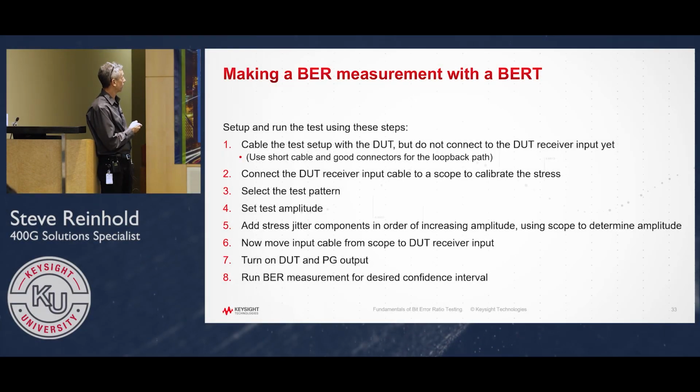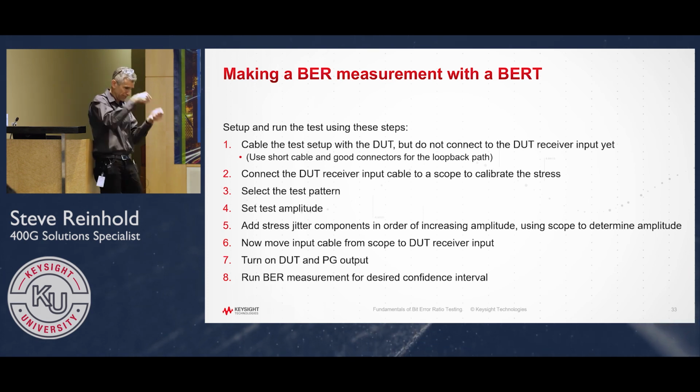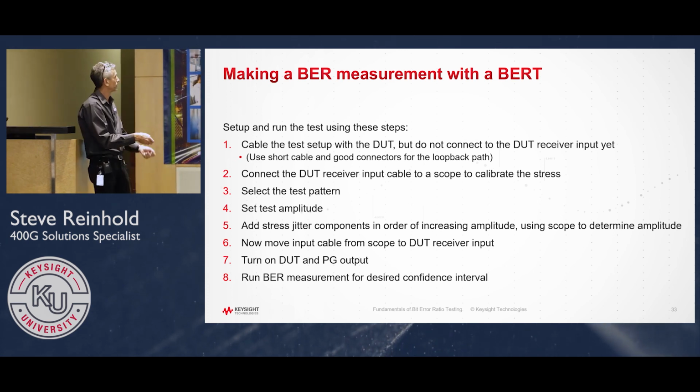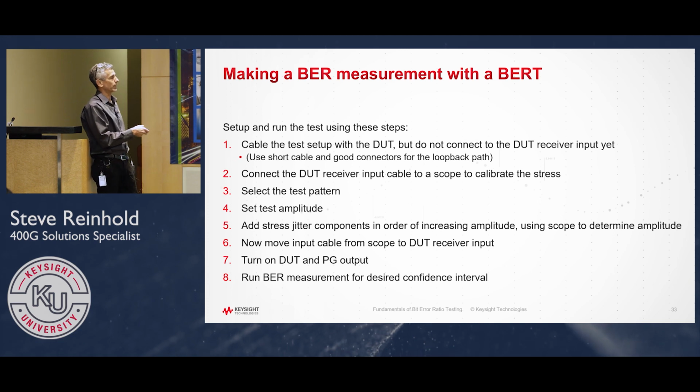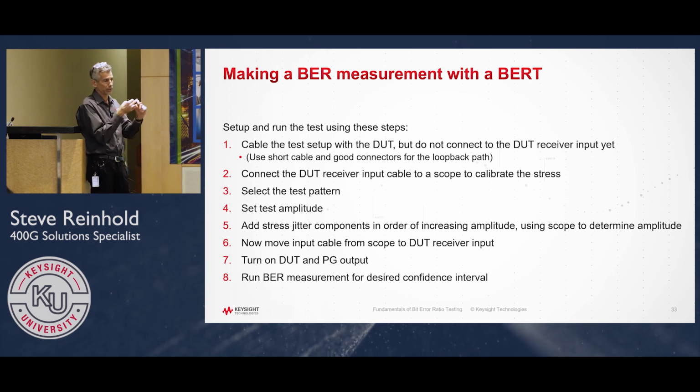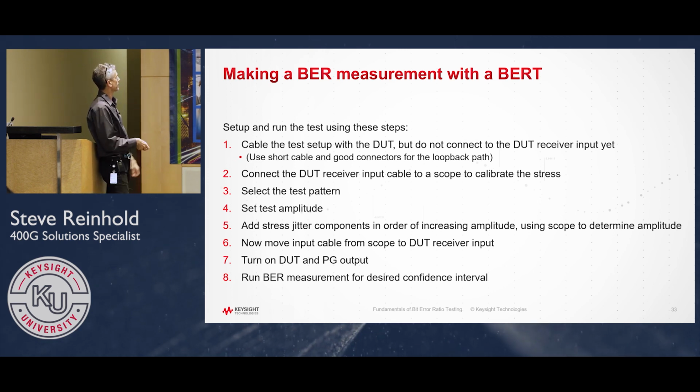First, you cable up the test setup with the DUT, but you don't connect it to the DUT receiver input. You connect the cable that you're going to take right to your test board inputs, and you put it into a scope to calibrate the stresses. So you'll calibrate your RJ, calibrate your sinusoidal jitter, you calibrate your ISI.